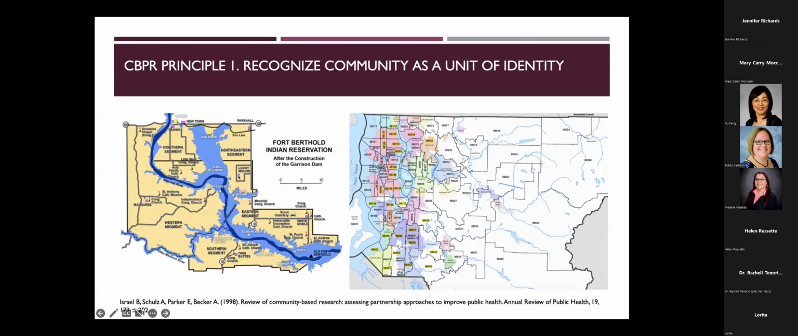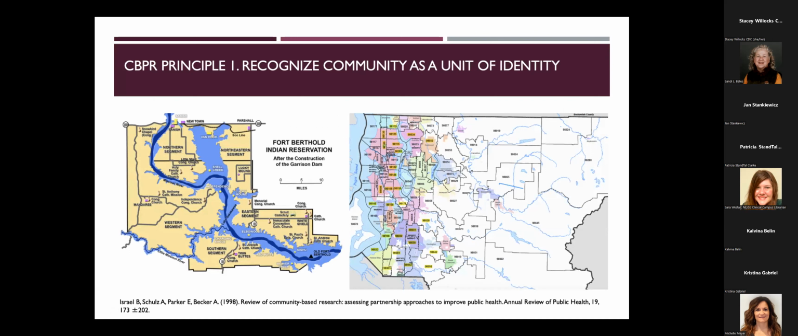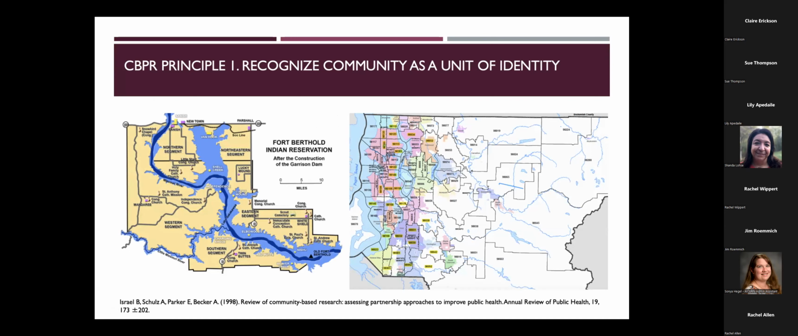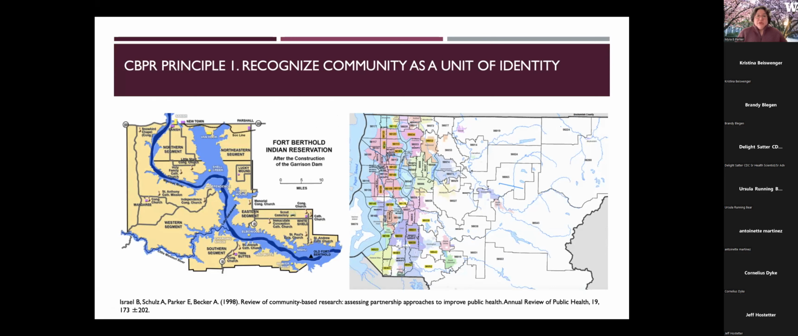This is one of the key CBPR principles, recognizing community as a unit of identity. And I just wanted to share this with you because if we are going to explore those contexts, we also have to explore some place-based issues with our partners in tribal communities and urban Indian communities, and understand how that might then impact the work that we do together. So I wanted to give you this example of my home reservation, the Fort Berthold Indian Reservation.